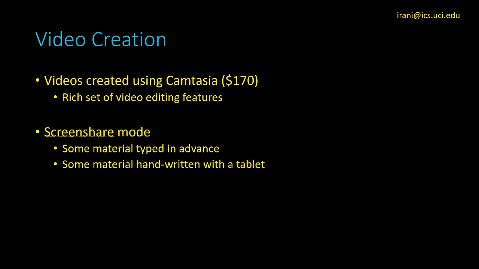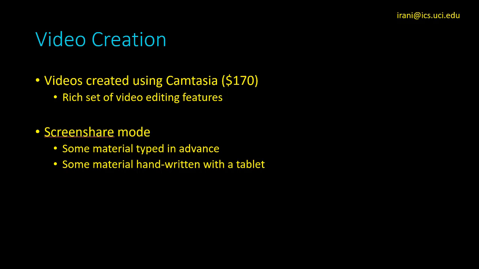I created the videos for the lectures using a video editing software package called Camtasia, which goes for about $170. There are cheaper and even free video editing software packages out there. I particularly like Camtasia because it has a rich set of video editing features that allow me to edit out all the ums and the ahs that seem to crop up whenever I press the record button. The videos are in screen share mode, so the students see my screen and it's voice over.